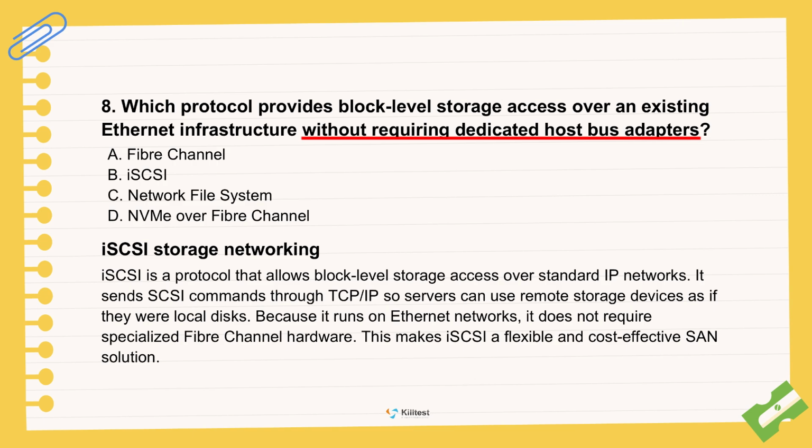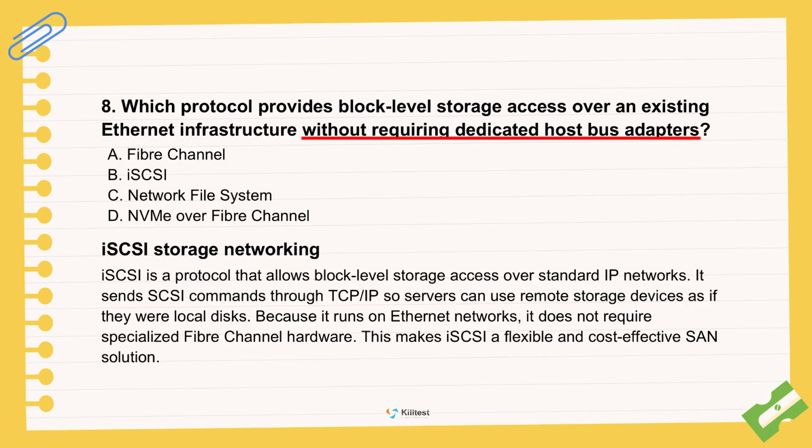Let's filter these out. Network File System, NFS, is incredibly popular, but it provides file-level access, not block-level. So that's out. Block-level access means the server treats the storage array exactly like a local internal hard drive, issuing raw SCSI commands. Traditionally, to get block-level access, you used Fibre Channel. But the requirement states without requiring dedicated host bus adapters. Fibre Channel requires incredibly expensive, highly specialized physical host bus adapters, or HBAs, in the servers, plus specialized Fibre Channel switches.